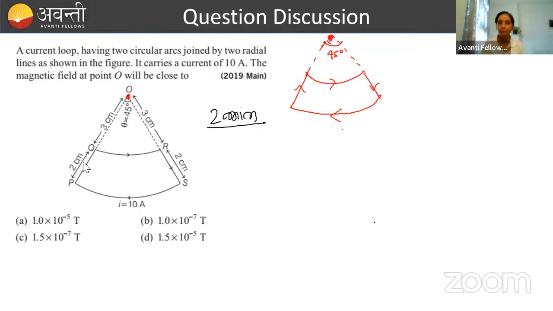Which are the four portions? One is this arc, this one a straight line, this one an arc, and this one a straight line. So let me know what answers you're getting. Do solve.